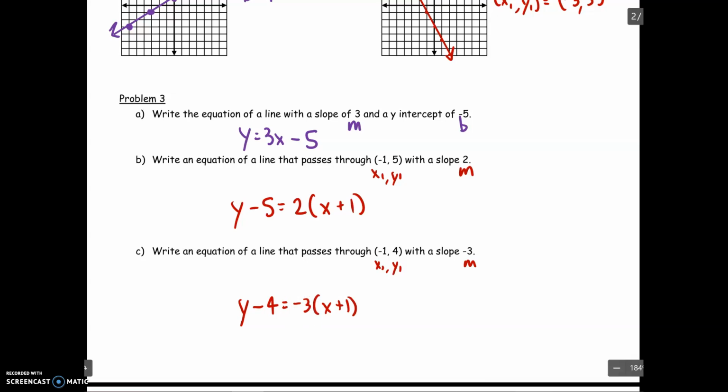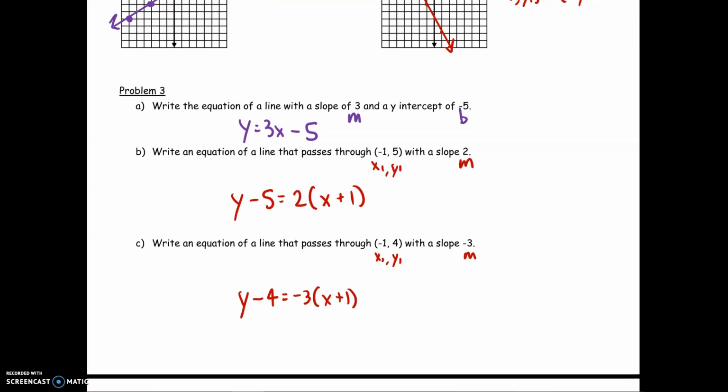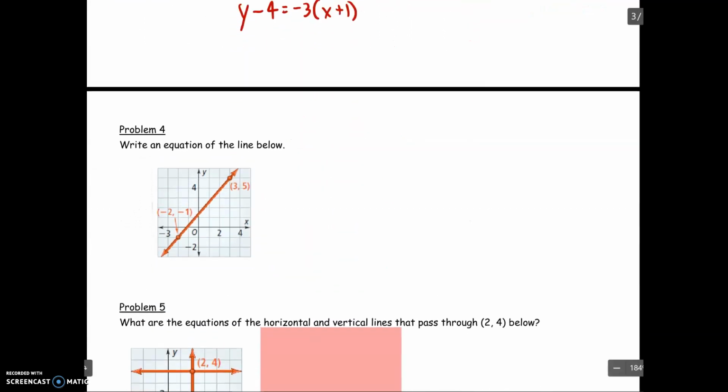We change the signs of your coordinates. So y minus 4 and x plus 1, changing the sign from that original coordinate. But as long as I have those two pieces of information, we would be able to graph that. Again, just putting that point, following our slope for the rest of the line.